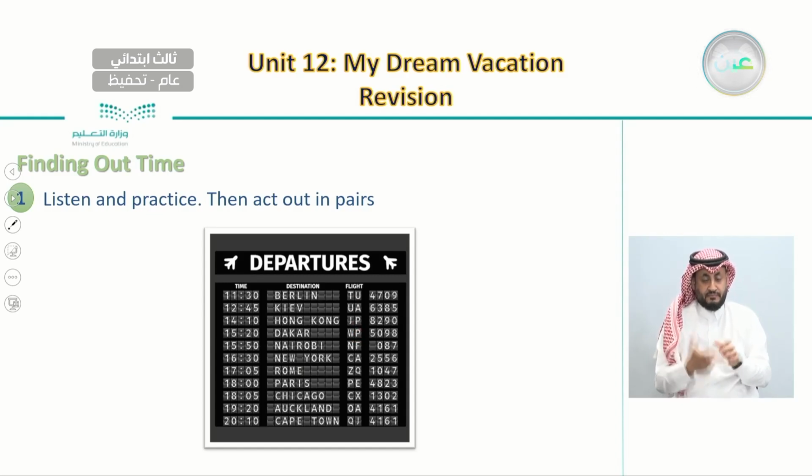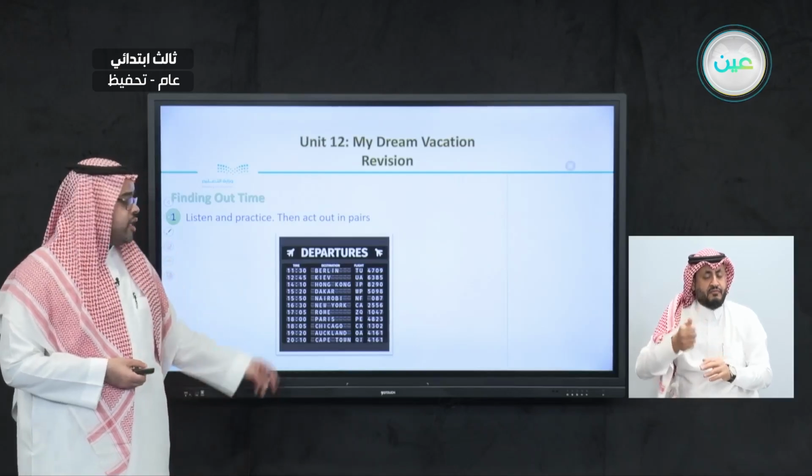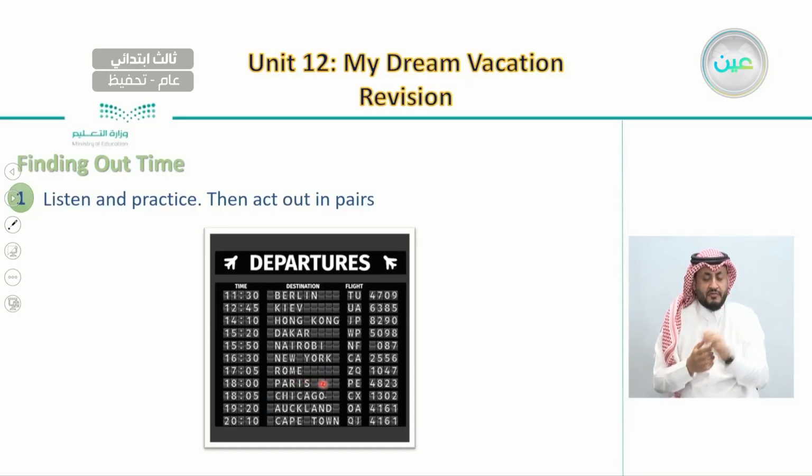And at the end, you will see a flight number. And what can we see or read in a flight number? Usually we see letters and numbers. For example, when we talk about the flight number of the Paris flight, we can have a look and say the Paris flight is PE 4823. This is the flight number of this flight.